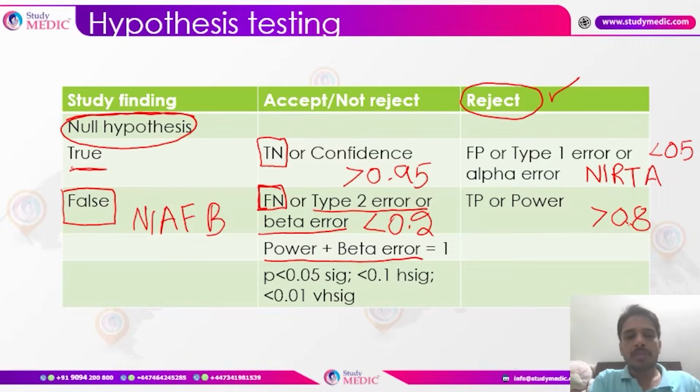Now, the p-value is the probability that, assuming the null hypothesis is true, whatever we are observing in a study is a random effect. If it is less than 0.05, the probability that it is a random effect is less than 5%, and we can conclude our finding as significant. Similarly, less than 0.01 is highly significant and less than 0.001 is very highly significant.